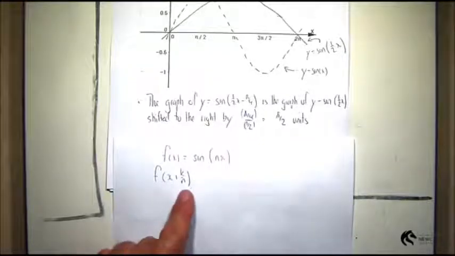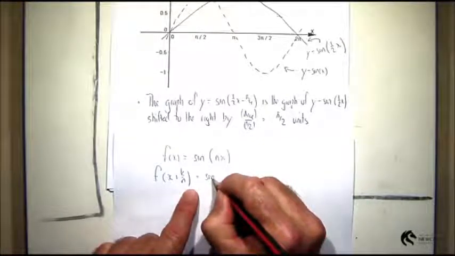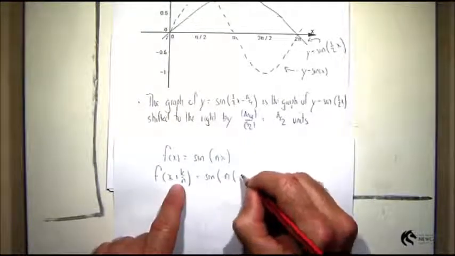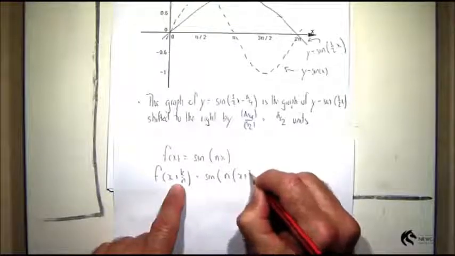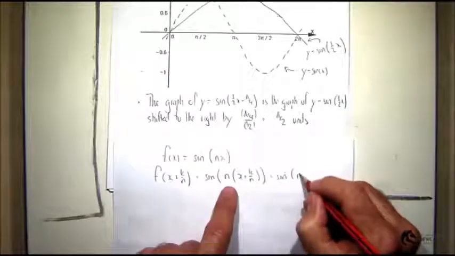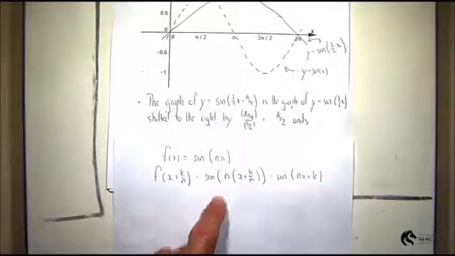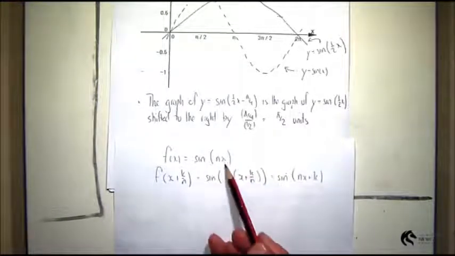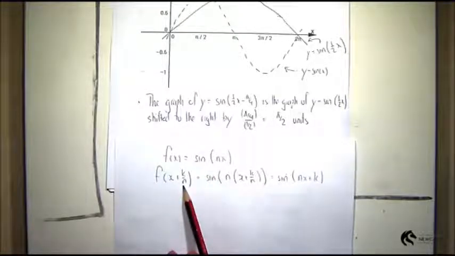Now, in this case, sine of f of x plus k on n is sine of n times x plus k on n, which, when I multiply in here, is sine of nx plus k. So the graph of sine nx plus k is the graph of sine nx shifted to the left by k on n units. You have to think carefully for a while, but that's how it works.